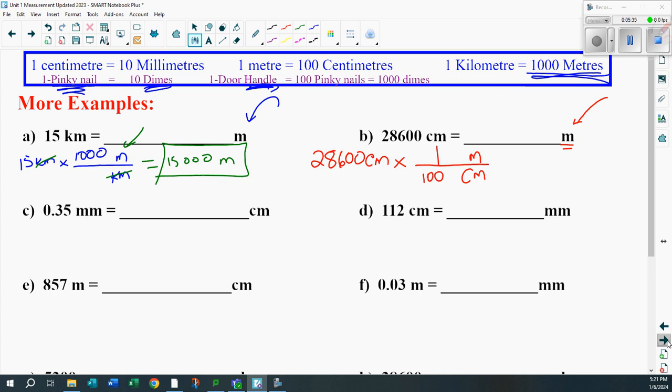So check this out. Centimeters and centimeters cancel. You're going to shift this over. You're going to divide by 100. Okay, this works out to be 286 meters. Look how simple this is. As soon as you see the conversion, and as soon as you accept that conversion, boy, it makes life so much more interesting. Okay, let's go again.